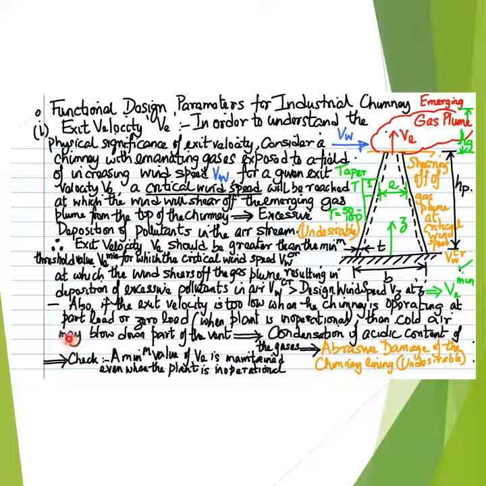Hence, one may interpret, based on the physical phenomenon just stated, that is the physical condition or situation wherein cold air may blow down a part of the vent of the industrial chimney due to excessively low exit velocities, resulting in condensation of the acidic content of the gases and leading to abrasive damage of the chimney lining, that a minimum value of the exit velocity should be maintained even when the plant is inoperational or working at zero load.